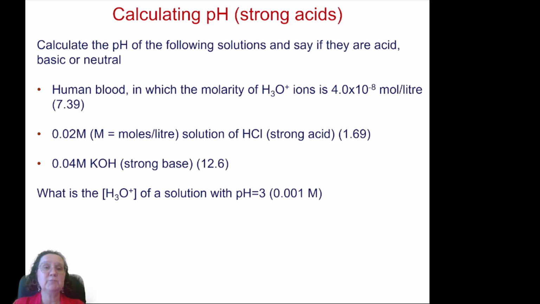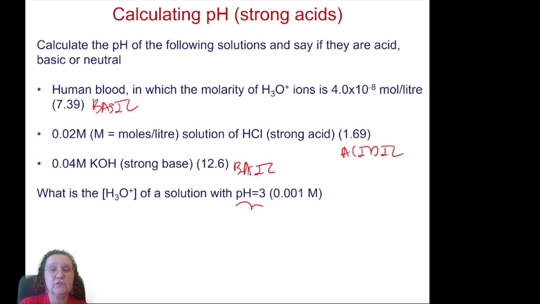Well, any pH above 7 will be a basic solution. So for example, this would be a basic solution. The 1.69, which is the pH of this hydrochloric acid of that concentration, is definitely an acidic solution. The solution of potassium hydroxide, the pH is 12.6, that's a basic solution. And finally, a solution that has a pH of 3 is, again, an acidic solution.